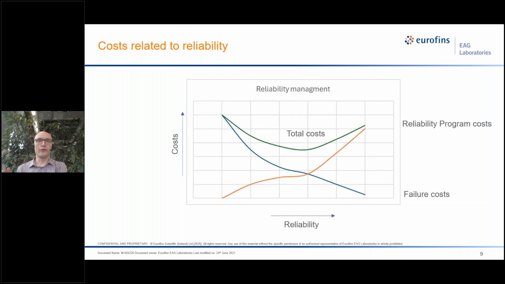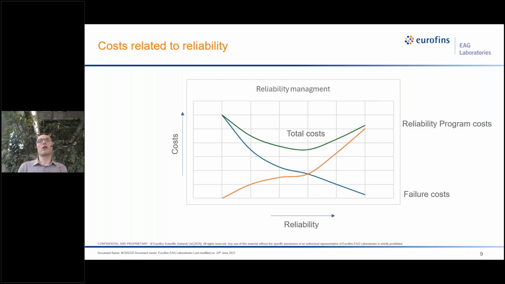A combination of the two graphs will result in the green line and gives inside information about the optimum based on costs. Investing in reliability programs can mitigate the high costs associated with product failures, and overall is leading to savings and improved customer relations. A thorough analysis of both costs can help organizations make informed decisions.